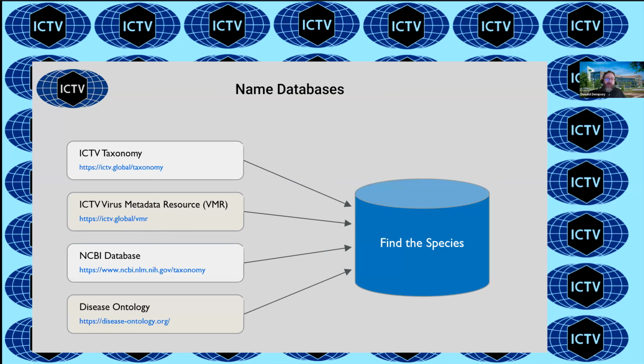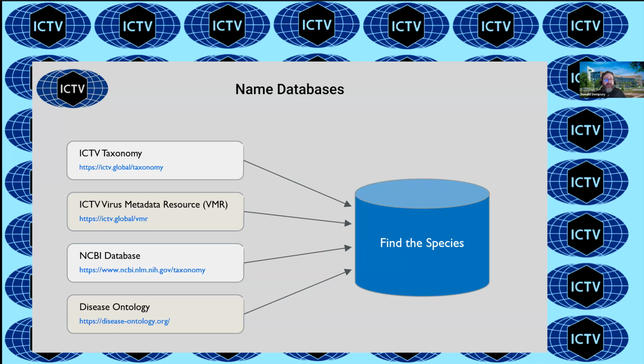Let's talk about the name databases. We've taken these 4 databases and consolidated them into a single database in Find the Species. The first one, ICTV taxonomy, is what we've been talking about this whole time: all the taxonomic names over historical releases since 1971, I think. Then the virus metadata resource, which Elliot talked about, will include exemplar viruses, isolates, abbreviations, even the GenBank accession, I think, for most of them.